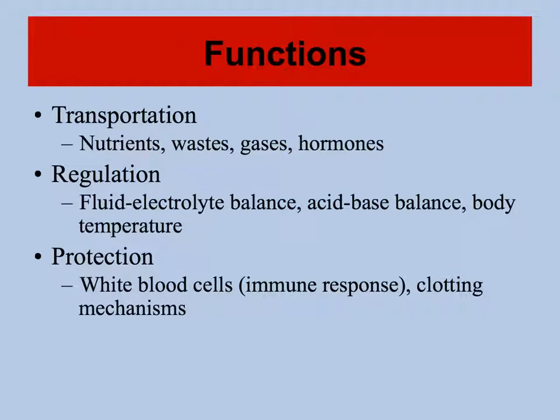Blood has three main functions. It is involved in transportation. It transports nutrients and waste products, carries dissolved gases such as carbon dioxide and oxygen, and also transports hormones around from the glands that secrete them to the target organs where they do their action.